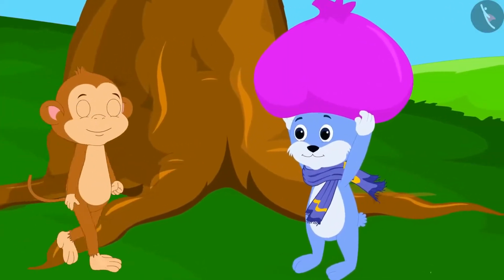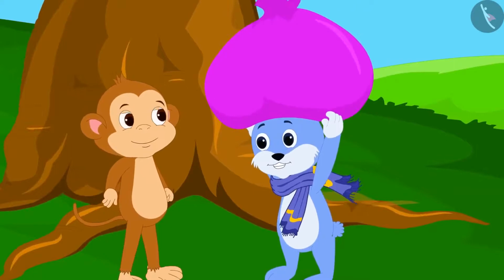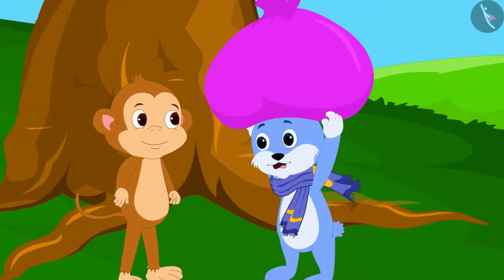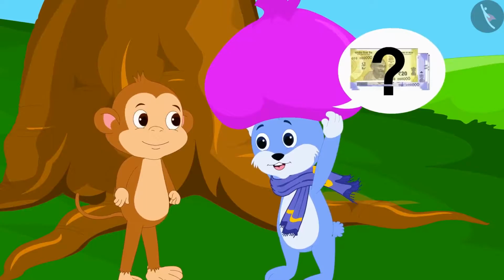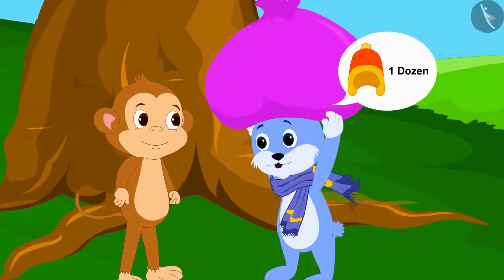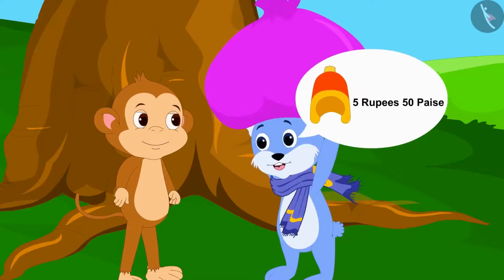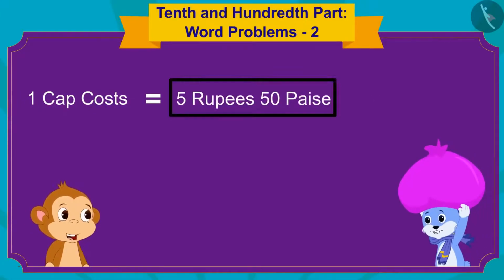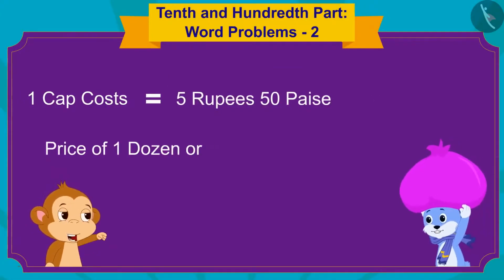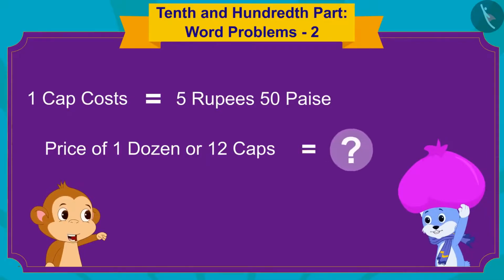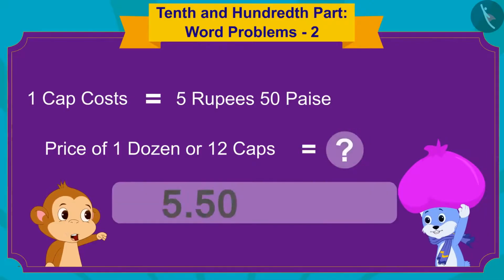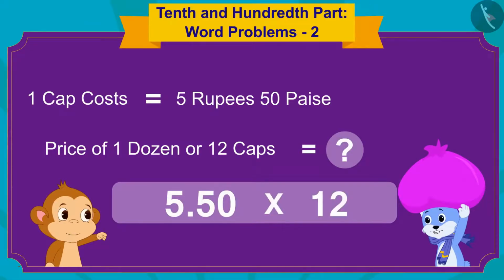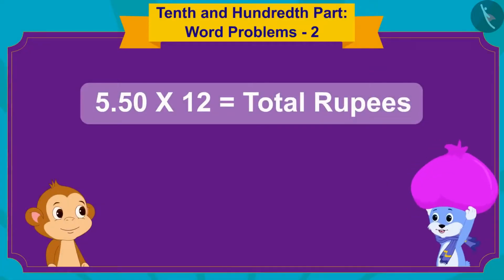Just then, Babban was passing by. Bunny stopped Babban and asked him, Babban, how much money will I get for 1 dozen caps if I sell one cap for 5 rupees and 50 paise? It is very easy, Bunny. A cap costs 5 rupees and 50 paise. To find the price of a dozen or 12 caps, we have to multiply the price of one cap by 12. Babban told Bunny.